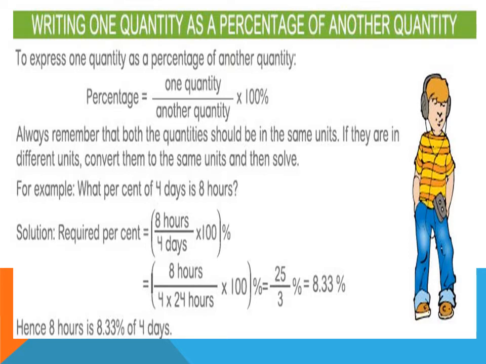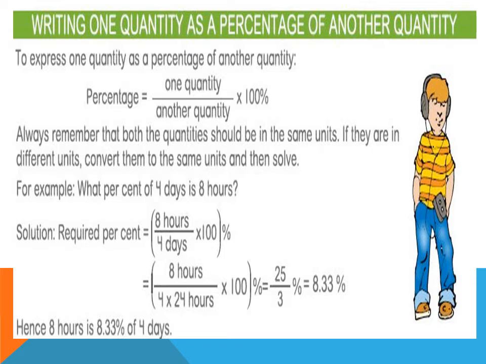First of all, writing one quantity as a percentage of another quantity. To express one quantity as a percentage of another, we use the following formula: percentage equals one quantity divided by another quantity multiplied by 100%. Always remember, both quantities should be of the same units. If they are in different units, convert them into the same units, then only solve. For example, if one unit is given in kilometers and one unit is given in meters, either convert the kilometer part into meters or convert the meter part into kilometers, then only the division will be viable.